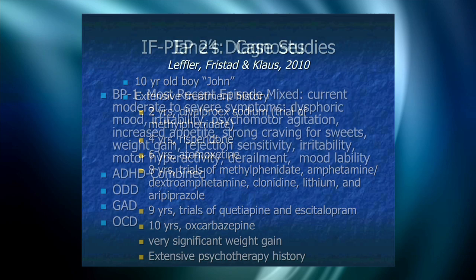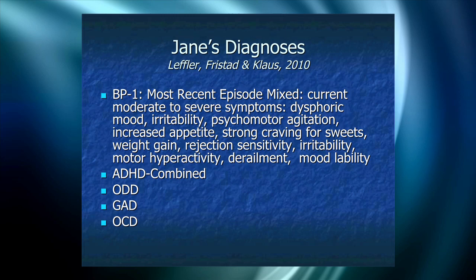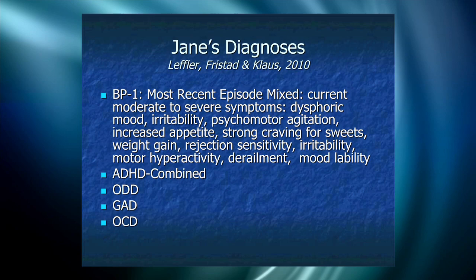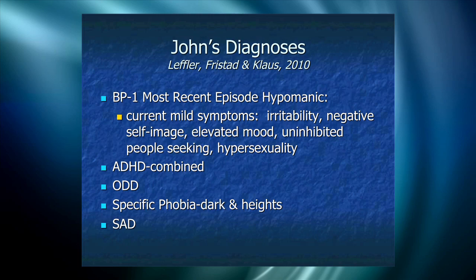You see a long list of diagnoses. Jane had BP1, most recent episode mixed. She had moderate to severe symptoms, and you see the long listing of them. She also had ADHD combined, functioned as somebody with ODD, even though it was always in the context of the mood disorder, GAD, and obsessive compulsive disorder. John also had BP1, also had ADHD, ODD, phobia, and separation anxiety disorder.